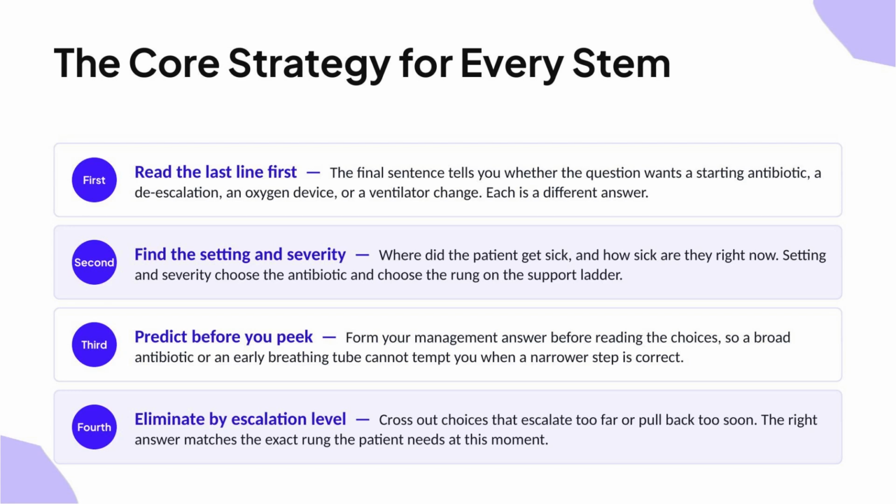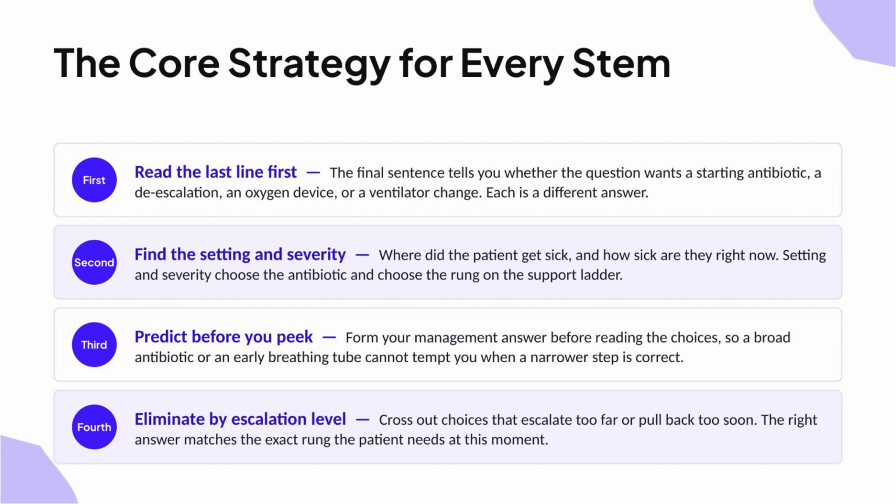First, read the last line first. The final sentence tells you whether the question wants a starting antibiotic, a de-escalation, an oxygen device, or a ventilator change. Those are four completely different answers, so know which one is being asked before you read the story. Second, find the setting and the severity. Where did the patient get sick, and how sick are they right now?